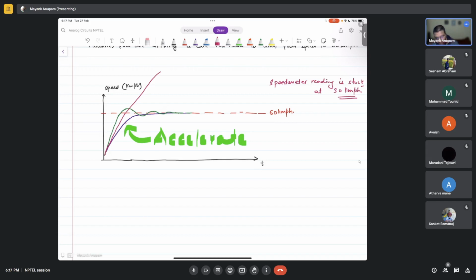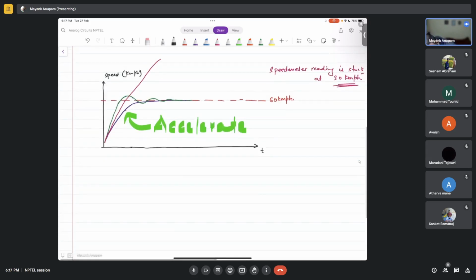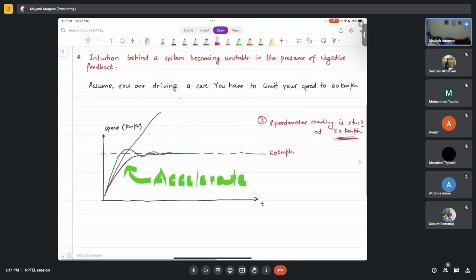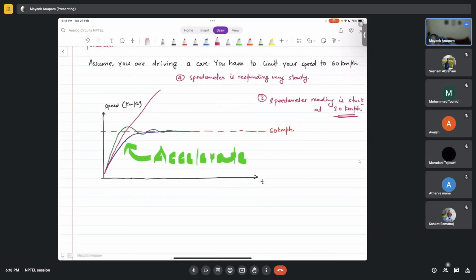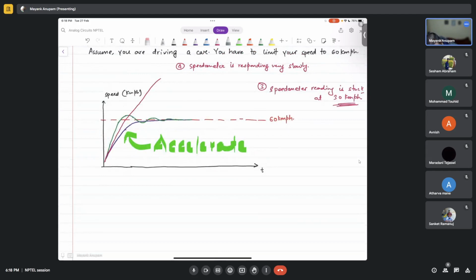Now let's take a fourth case where the speedometer reading is not stuck, but it is very slow. Okay, the speedometer responds very slowly. This is the third case, right? Let's take another case, the fourth case, where the speedometer is responding very slowly. Fine. So let's say again in this case I'll use a different color, which is this one. Is this visible? I hope this is visible. Okay. All right. So in this case, let's say the speedometer response is very slow.